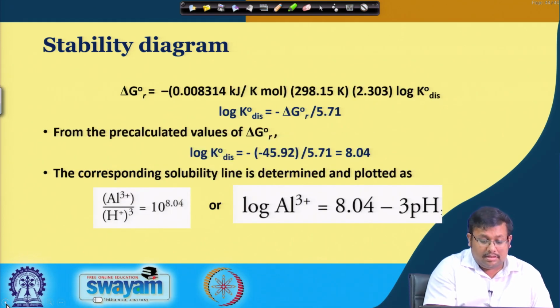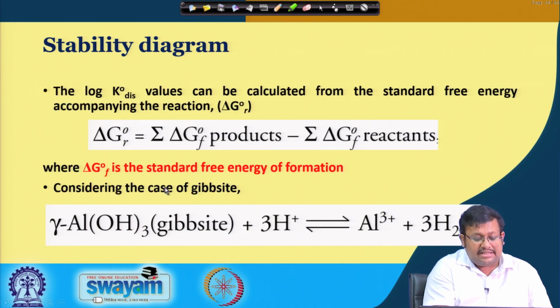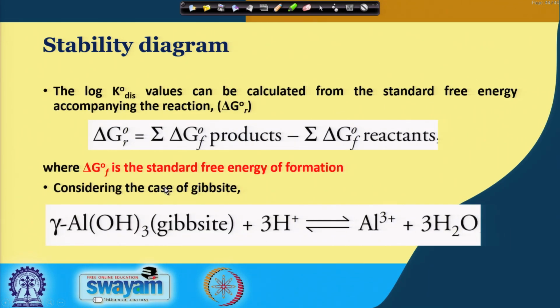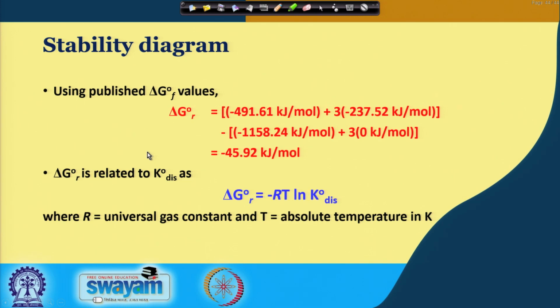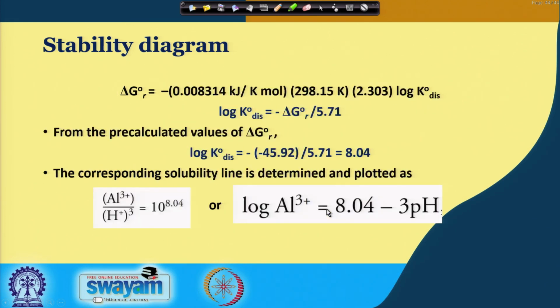Again, for your recap, this delta G0 is nothing but the standard free energy of formation, and we calculate this delta G0 by summing up the delta G0 of all the products minus the delta G0 of all the reactants. Remember, this is the standard free energy of formation. So, this is how we can relate the standard free energy of reaction to the thermodynamic dissolution constant.